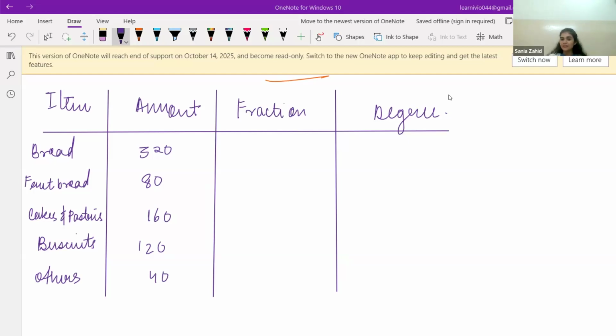Very good. That is correct. See, you don't divide it by 100. When the fraction is given to you, then you will divide by 100. So the fraction is not given here. The amount is only given. When the amount is given, you will find the fraction. Listen now, children. So you will do 320 divided by 720, because 720 is the total. See, 720 is the total.